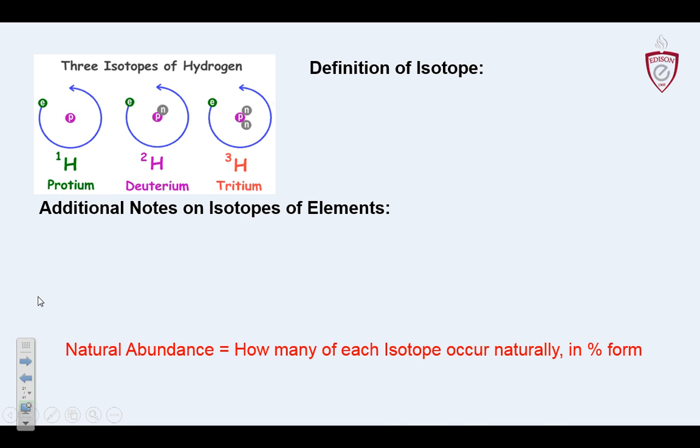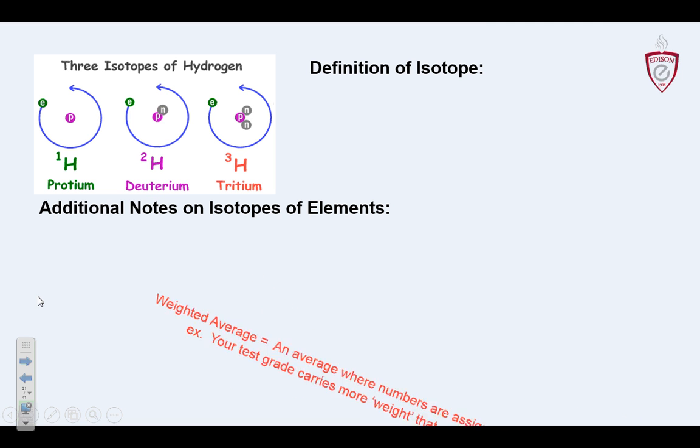Natural abundance is a fancy way of saying how much of each isotope occurs naturally, in percent form. Like if you were to take a cross section of the planet, how much of each isotope would you find naturally? Not in a research lab, not in a nuclear reactor, out in nature. It stands to reason that for hydrogen-1, hydrogen-2, hydrogen-3, there's probably a whole lot more of one of them than the other two. And that's where the weighted average calculation comes into play.